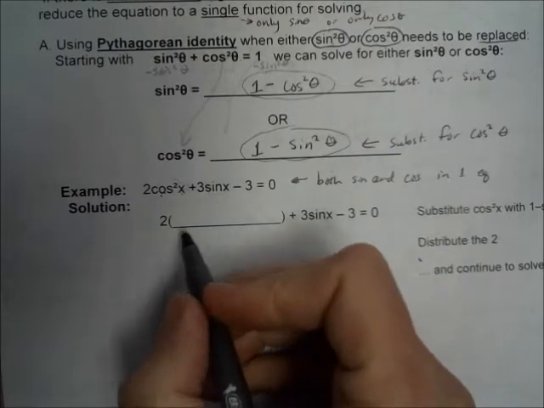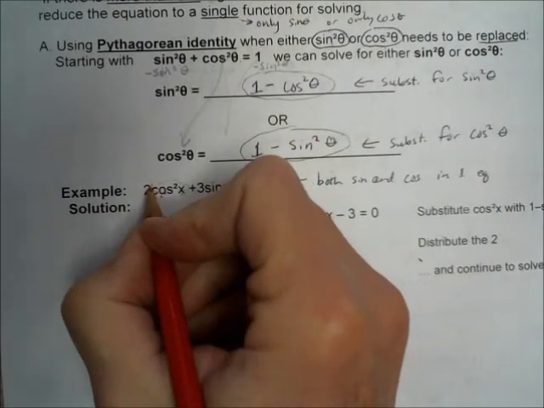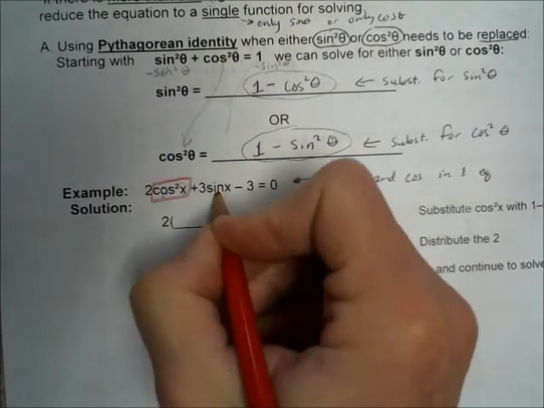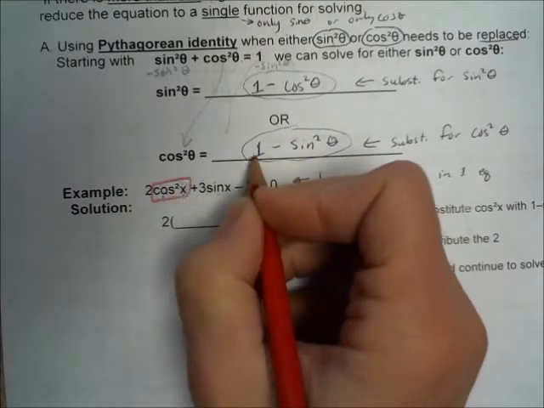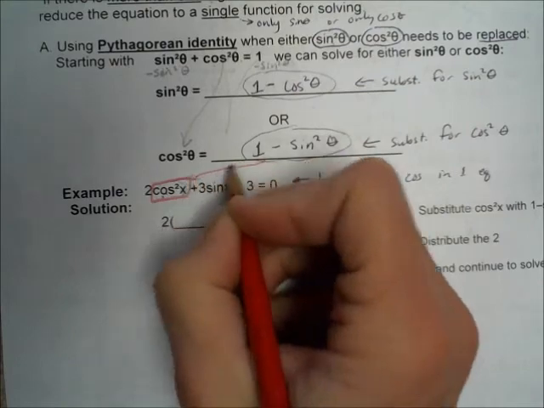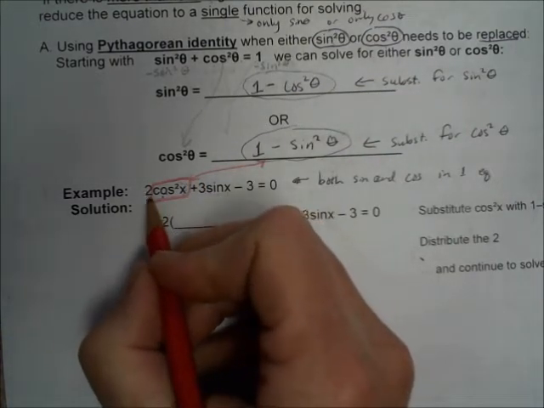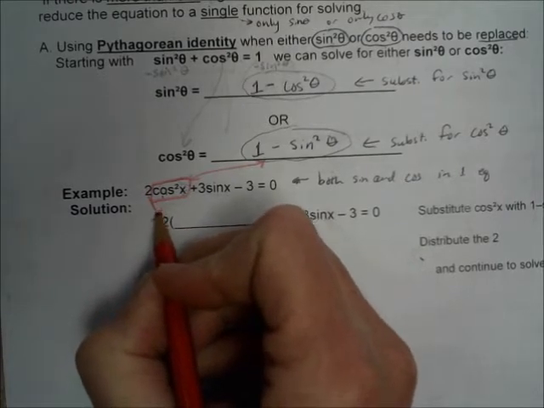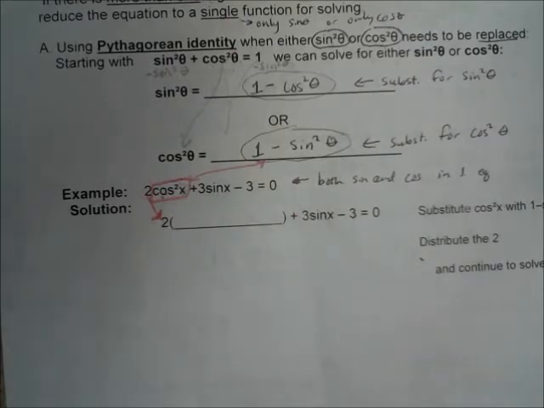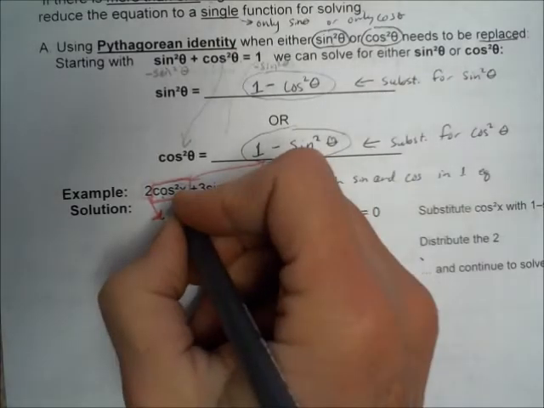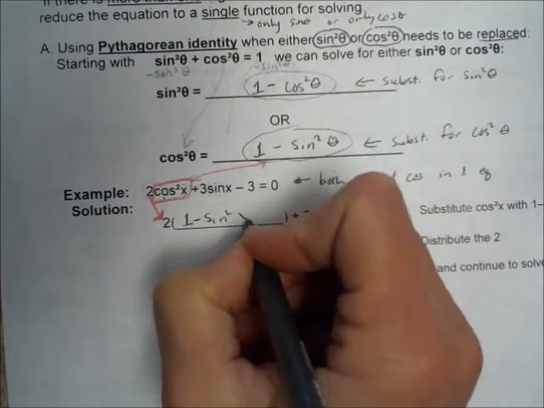So what we have to do is take this cosine squared of theta, because we can substitute in for that. We can't substitute in for a sine of x, but we can substitute in for a cosine squared, and we're going to use this substitution. And please make sure you see that this 2 drops down in front. This is really important. This 2 coefficient drops down in front there. And the cosine squared of x gets replaced with 1 minus sine squared of x.